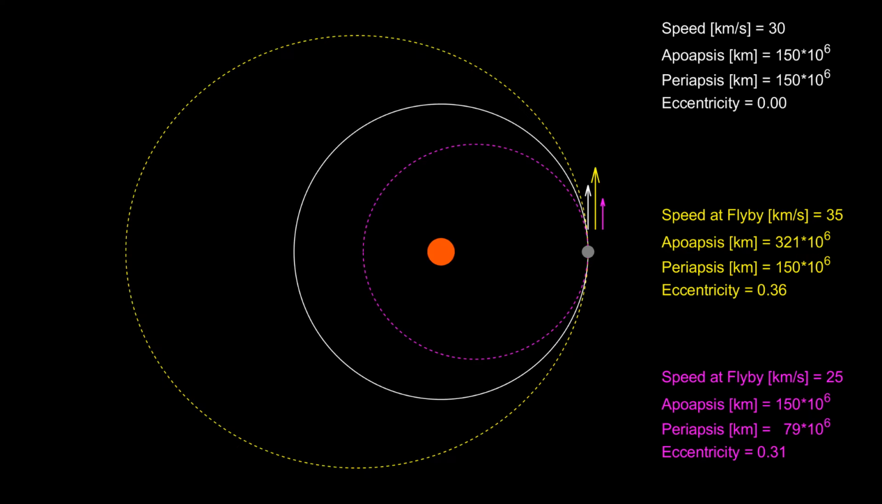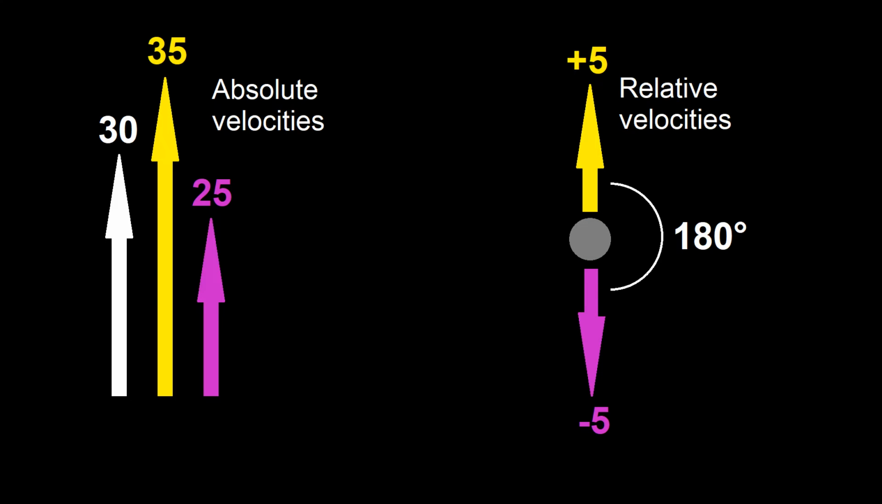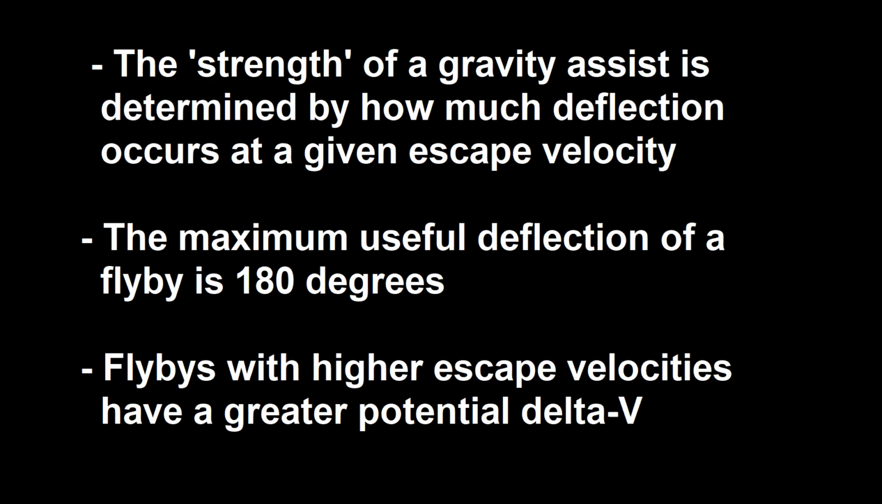Note that in both situations, the relative speed is the same, but just in different directions. The relative velocity vector has just been rotated or deflected. In this case, the relative velocity has been rotated 180 degrees. Remember what we said before. The maximum useful deflection of a flyby is 180 degrees.